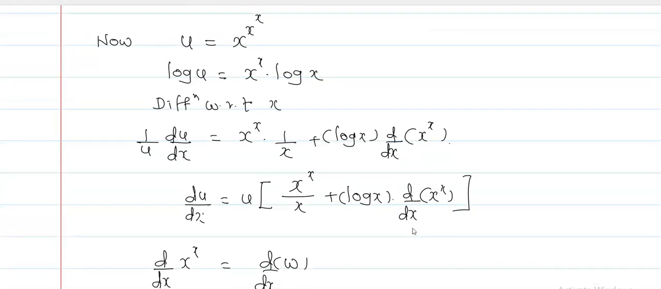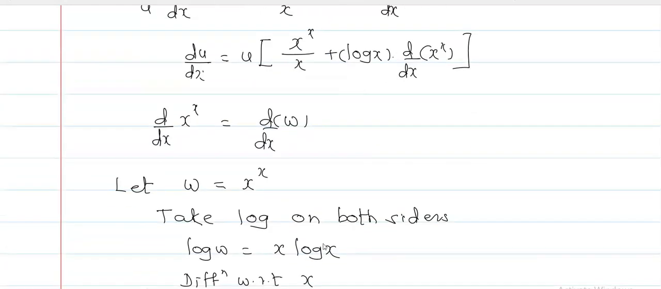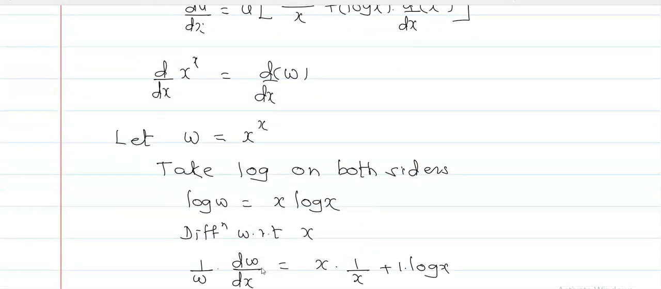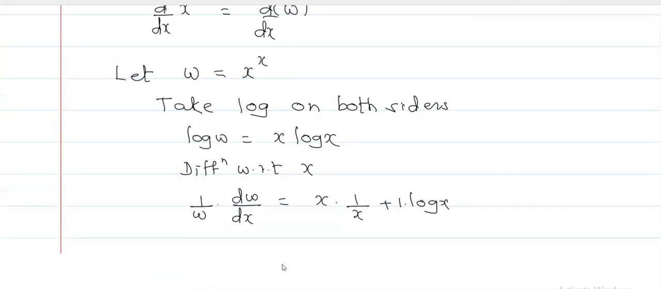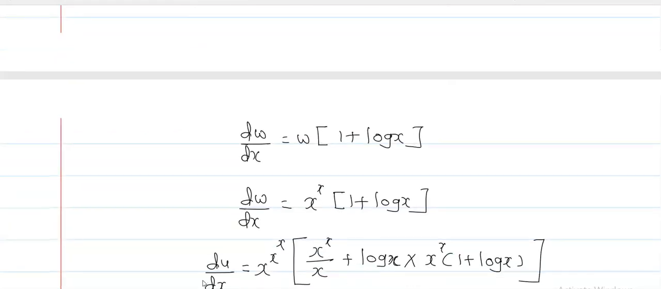Now what is the derivative of x raised to x? Let x raised to x be w. Take log on both sides. That is, log of w is equal to x log x. Differentiate: dw by dx is w into, the x's cancel, 1 plus log x, and w is equal to x raised to x. Therefore du by dx is equal to x into x raised to x upon x plus log x plus x into, that is, log of x into x raised to x in bracket 1 plus log x.